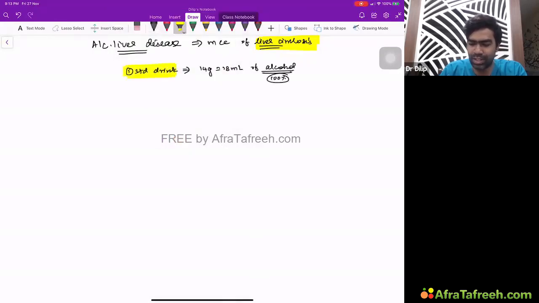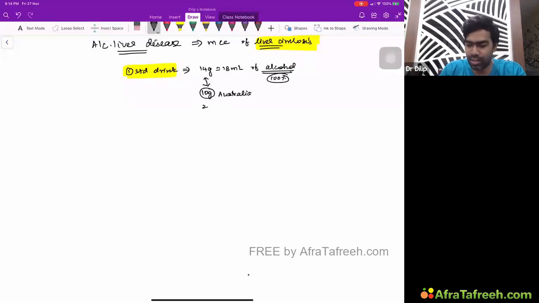But this one standard drink definition is highly variable. For example, in countries like Australia, 10 grams is considered one standard drink, and in countries like Japan, 20 grams is equivalent to one standard drink. So it is variable. Either you can use 14 grams or 10 grams depending on which country you are in, or depending on the authors publishing the trials. They can use different quantities for the standard drink. But the standard is that 14 grams is what we take as one standard drink.